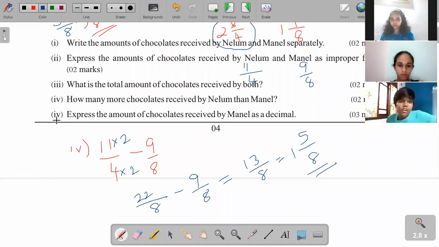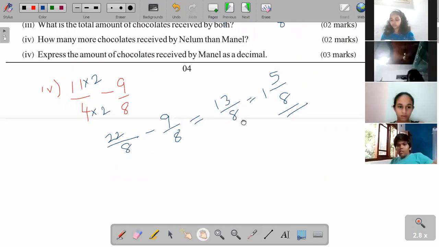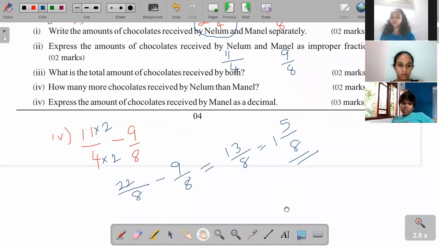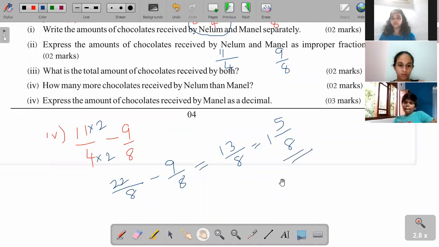Right. Then look at part 4. Express the amount of chocolates received by Manil as a decimal. Right? Write the amount Manil received as a decimal. Do you remember the way you did it?